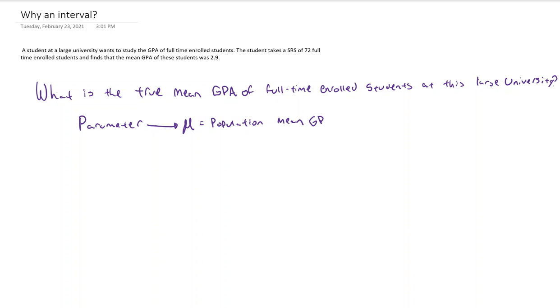GPA of these students. But that's a hard question to answer. At a large university, it's not going to be realistic for this one student to go and poll everybody what their GPAs are. That would be a census, and that's hard to carry out. So what this student did is he took a simple random sample of 72 full-time enrolled students and found that their mean GPA was a 2.9.